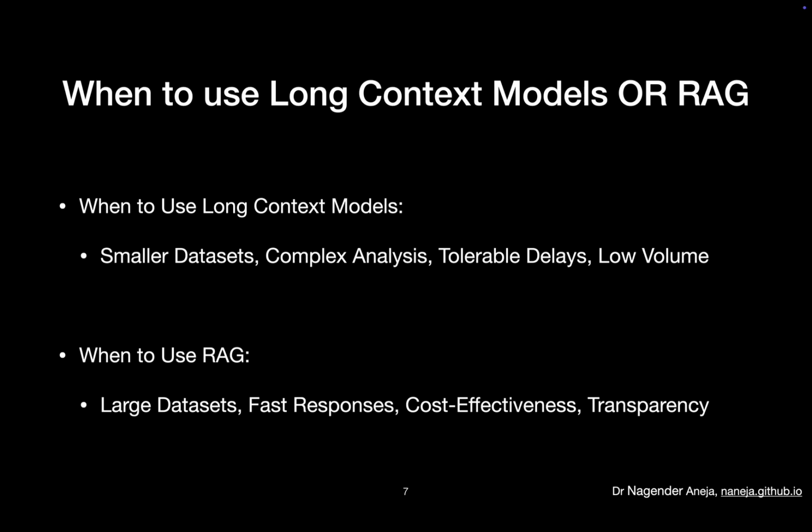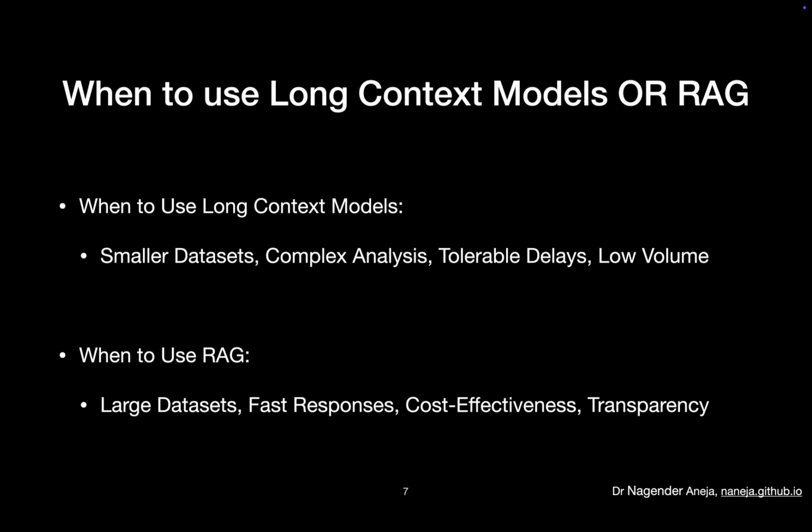Okay, so now we have two things. One is the long context model, and the other is retrieval augmented generation. The long context model is used when we are not using retrieval augmented generation. So we are just sending the information to the large language model, and then it gives us the answer.